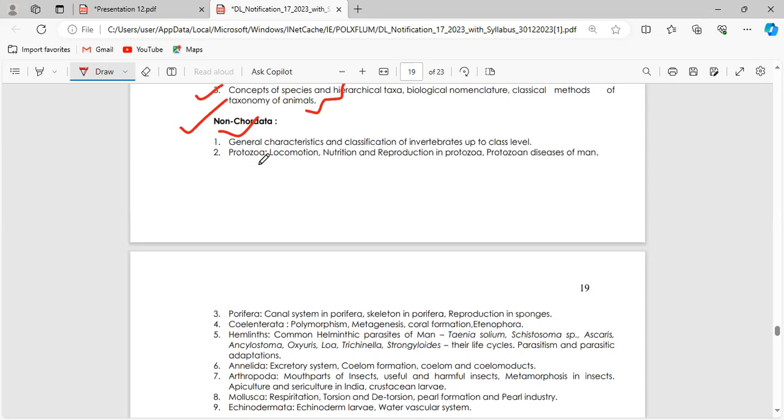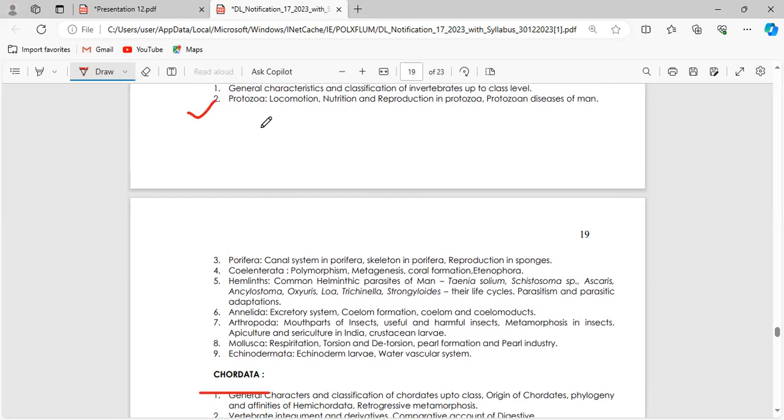After that, you should come to non-chordata. In non-chordata, we know there are 9 phyla: Protozoa, Porifera, Coelenterata, Helminthes. In Helminthes, there are 2 phyla: Platyhelminthes, that is flatworms, and Nemathelminthes, that is roundworms. These 2 phyla are said to be Helminthes. Annelida is generally considered the segmented worm, that is, it shows metamerism. And Arthropoda, Mollusca, and Echinodermata.